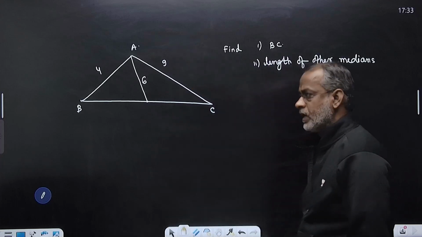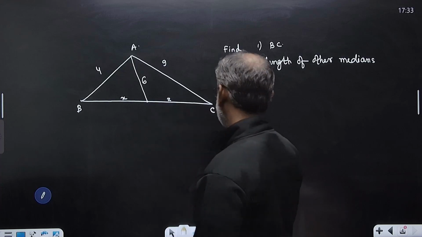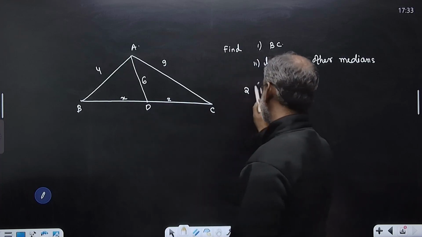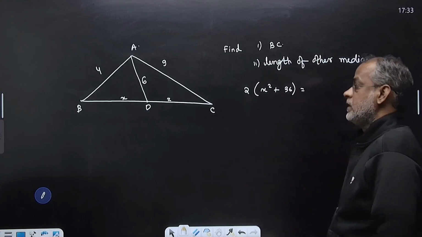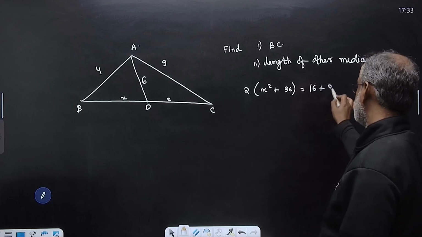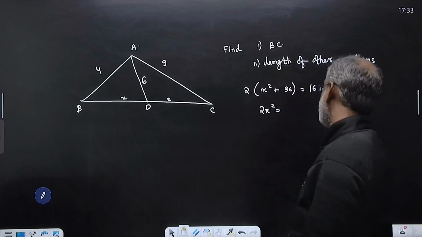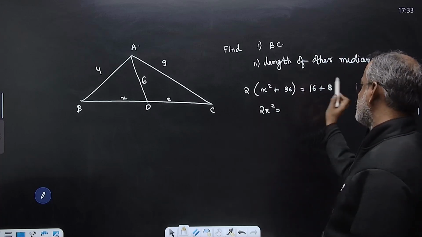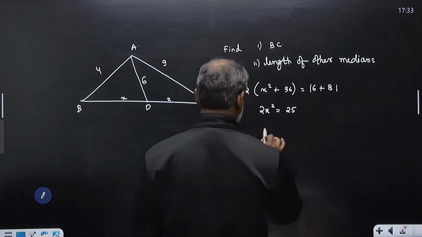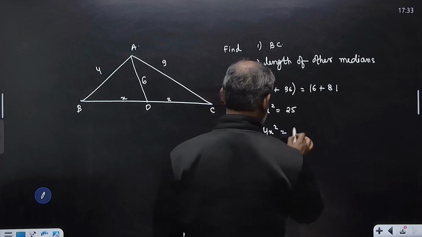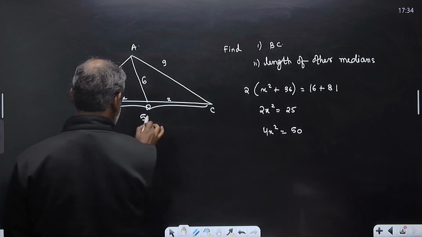Okay. So what we have just read, 2 times BD square plus AD square is AB square plus AC square. So 2x square is 81 plus 81 minus 79 is 25. So 4x square is 50. So what is this side? This side is 5 root 2.